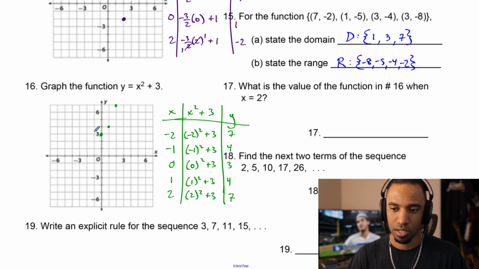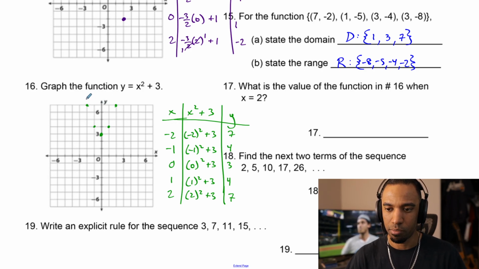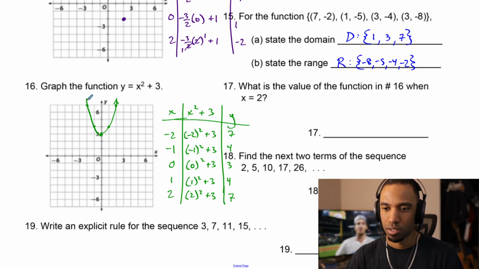And it's going to kind of look a little bit like this. We got a U shape going, and yes, we are going to connect this. They did not restrict our domain, so we do connect the dots. This is continuous, and an all real number domain we got going on right here. Love it, live it, want it.